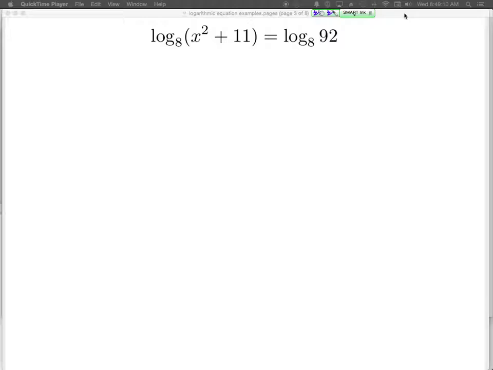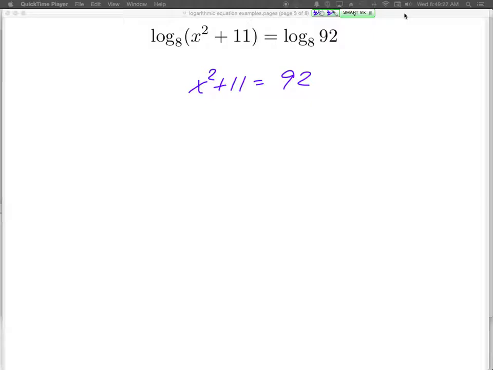So this time I have two logs. Set them equal to each other. Yes. What do you mean set them equal to each other? x squared plus 11 equals 92. So set x squared plus 11 equal to 92. Explain that, Kaylee.